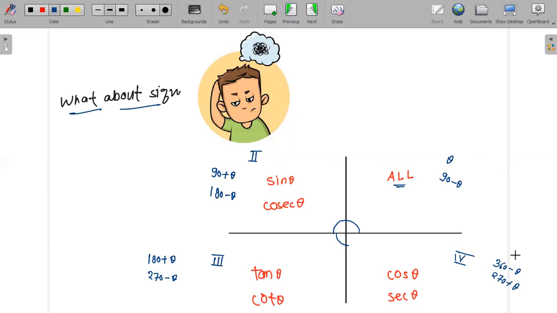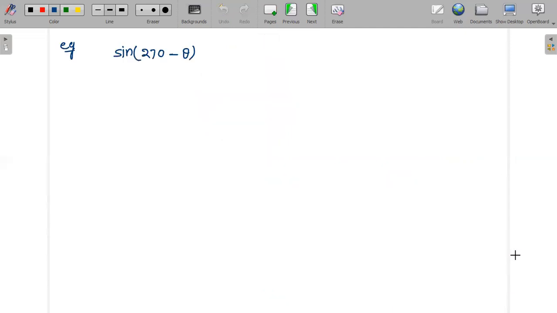So now let me take a question. Say I need to get the exact reduction of sine of 270 minus theta. First of all, I wonder whether this 270 is an even or odd multiple of pi by 2. If it is an odd multiple of pi by 2, then your sine will convert into cosine. So we'll have the answer in cosine theta.